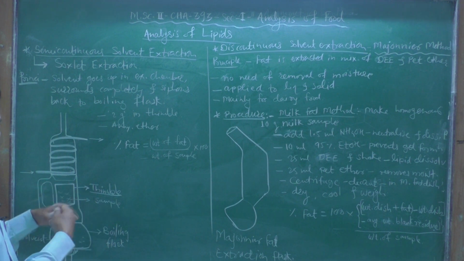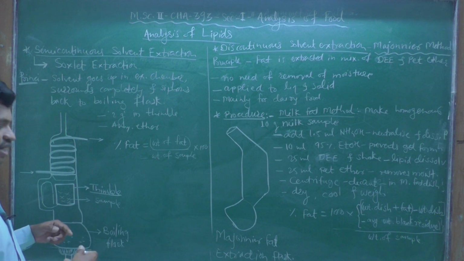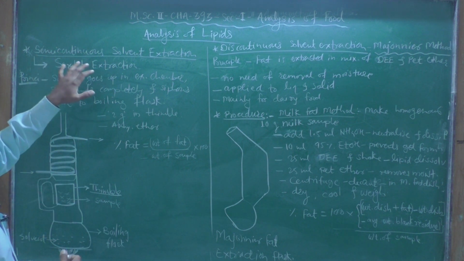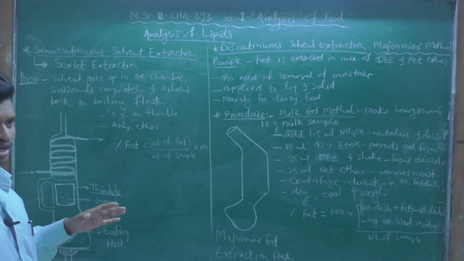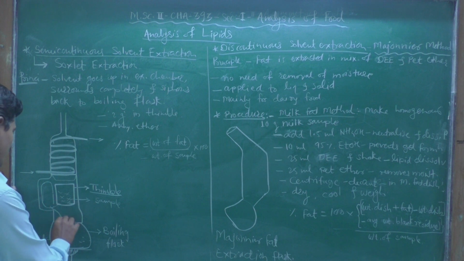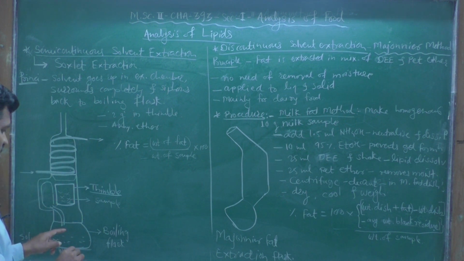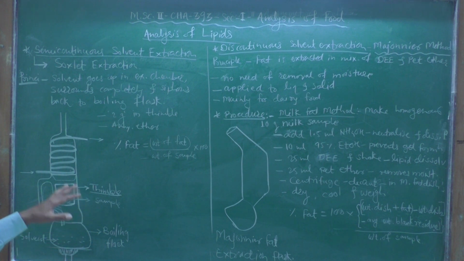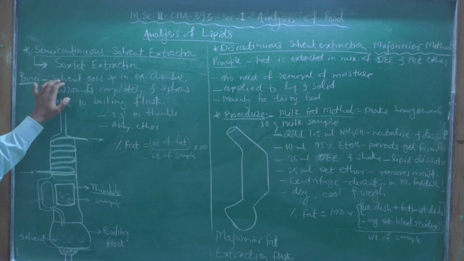This process happens repeatedly, but it is not done continuously, so that is why it is called semi-continuous. There is a pipe to return the solvent back to the boiling flask. Now you will understand the meaning of the principle.